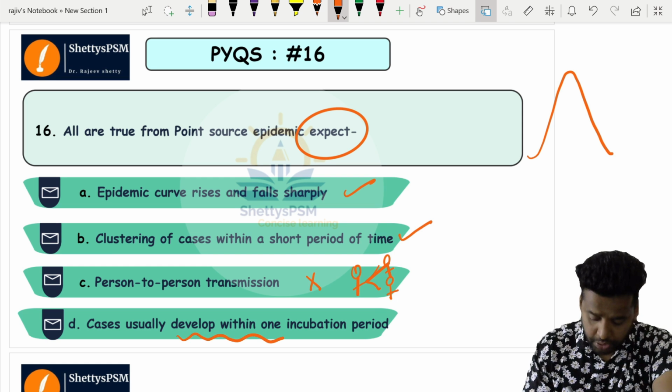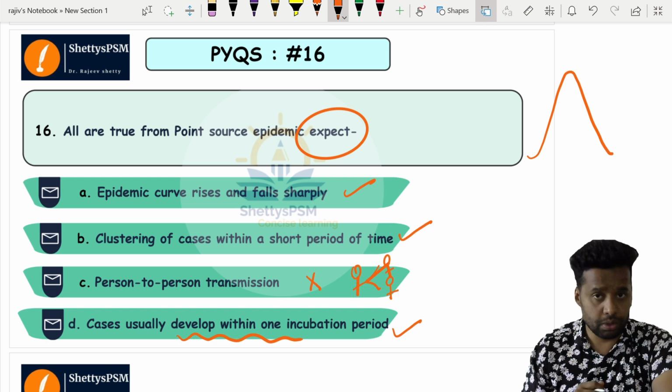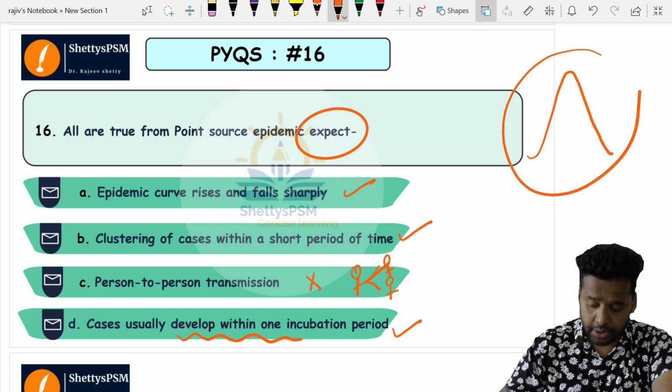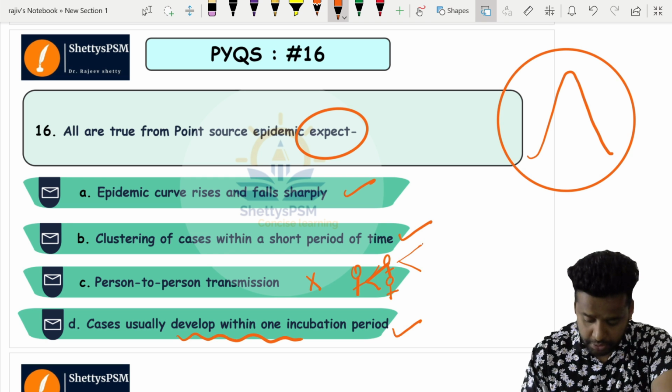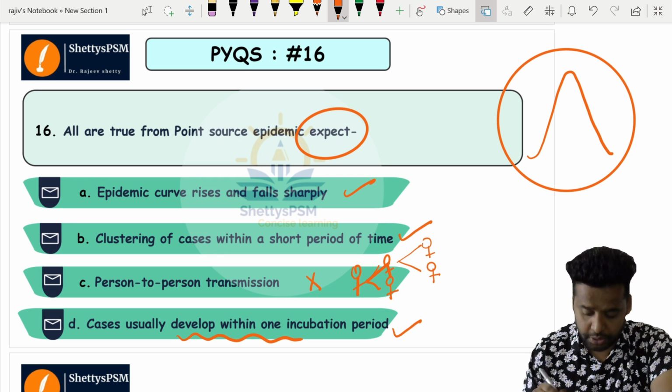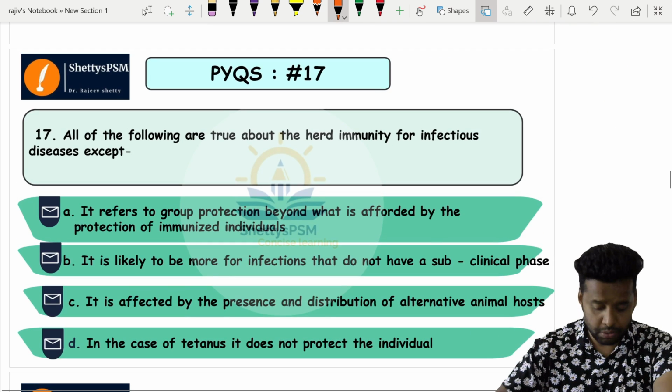Cases develop within one incubation period, correct. Like food poisoning, you will develop within 4 to 6 hours. This is single exposure, also called point source. When they show this image, person to person transmission, this is propagation, propagated epidemic, like polio, COVID, etc.